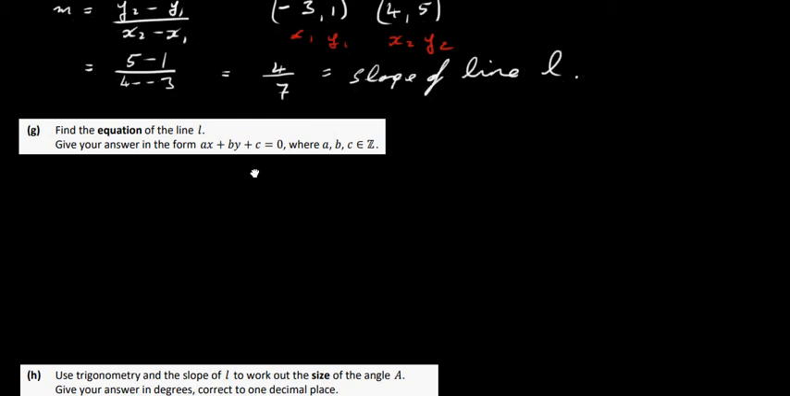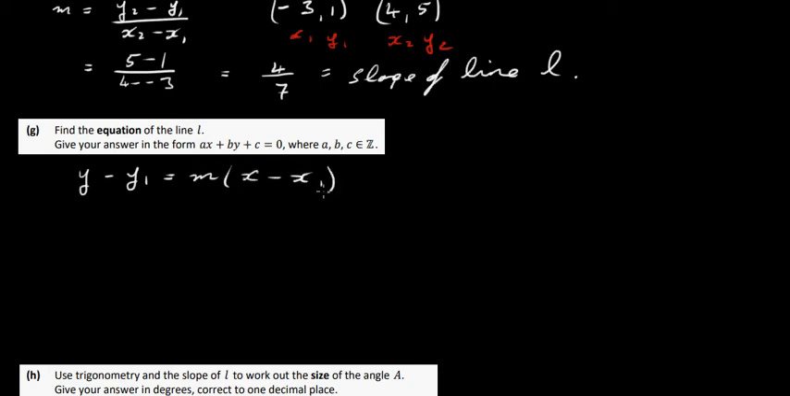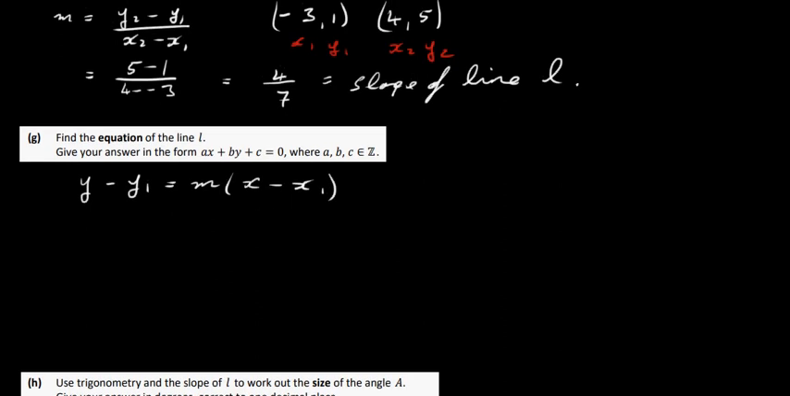Find the equation of L then. The equation of L is a straight line. So the equation of a straight line is simply y minus y1 is equal to m into x minus x1. In order to use this formula we need two things: a slope and a point on the line. Well, we just worked out the slope, so m is 4 over 7, and we have 2 points on the line. We have minus 3, 1, and we have 4, 5 that we can use. There are other ones as well, but might as well use these ones.